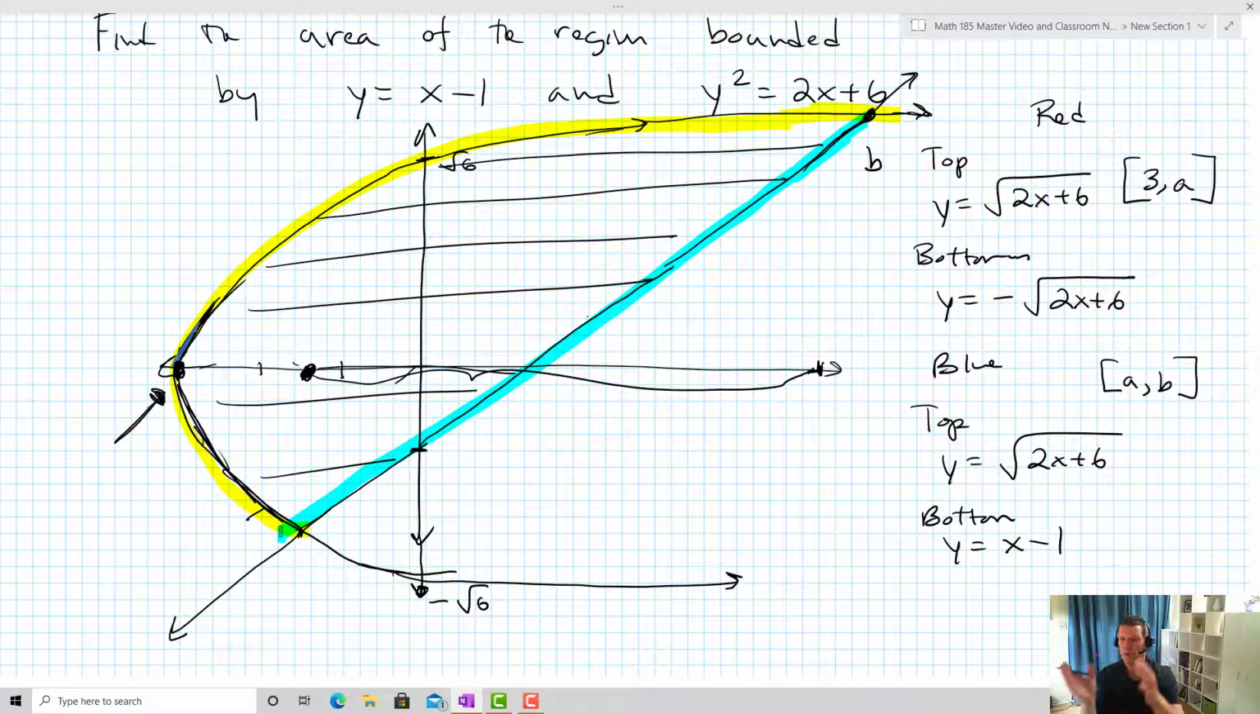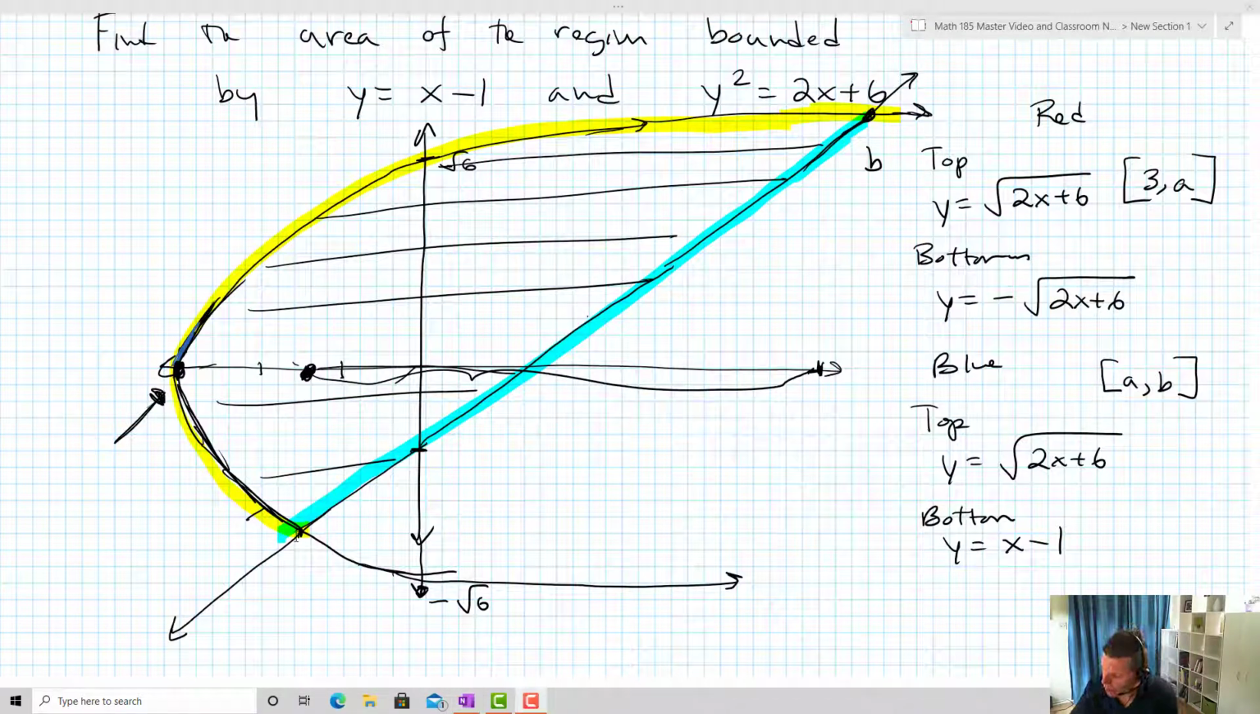If you kind of imagine, you can turn the axes so that x becomes the y-axis and y becomes the x-axis. If you do that in your mind's eye, you'll see very clearly the top curve is that blue curve, y equals x minus 1, and the bottom curve is y squared equals 2x plus 6. That's great, because then you're just going to subtract those two. That's the concept: now I only have to integrate once instead of twice and finding two sets of bounds. That's really good news.